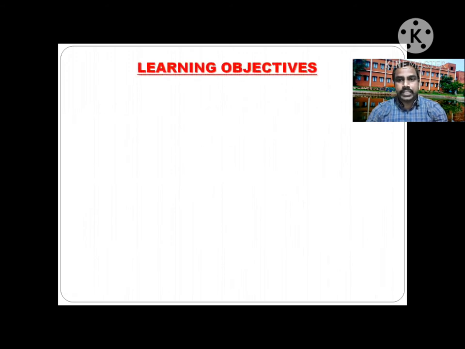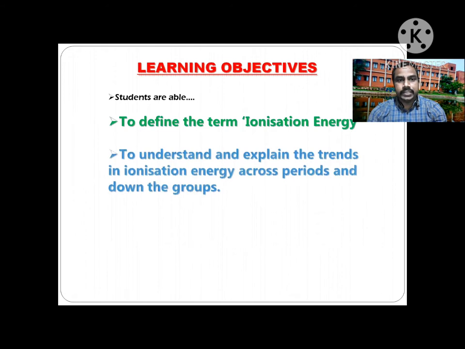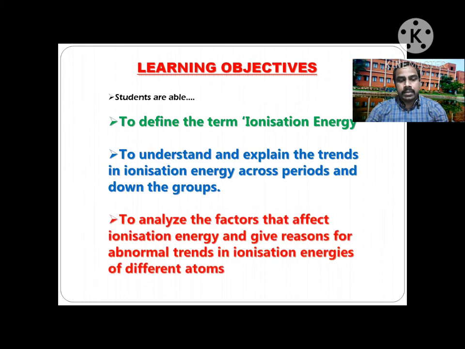Learning objectives for this topic. Students are able to define the term ionization energy, and are able to understand and explain the trends in ionization energy across periods and down the groups. Students are able to analyze the factors that affect ionization energy and give reason for abnormal trends in ionization energy of different atoms.